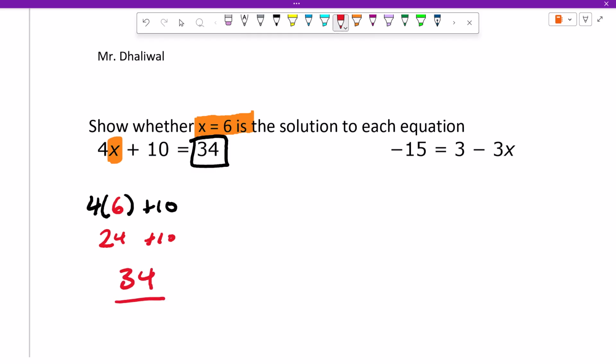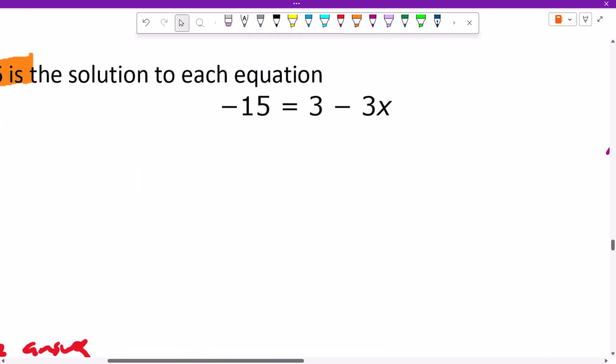So we go, yes, 6 is the answer. So you can do it like that as well. You can solve it or just put 6 into it. And if it equals the other side, it works out. For example, I think that's the faster way. But if you prefer solving it, you can do it.